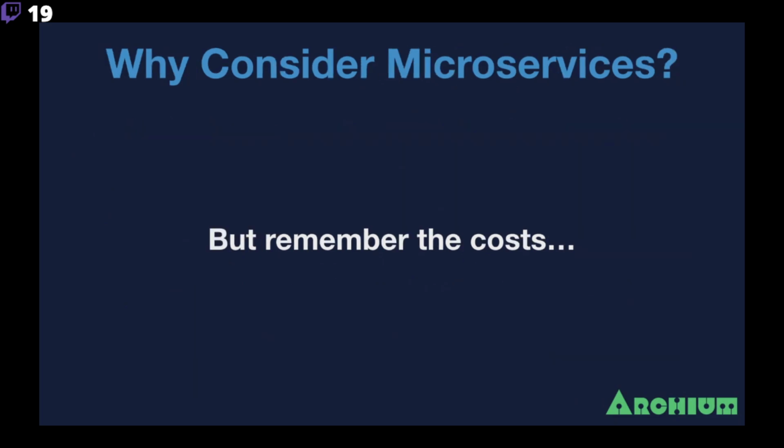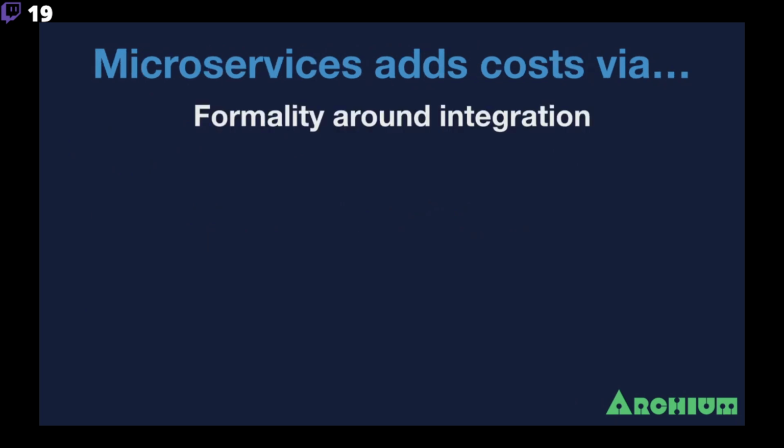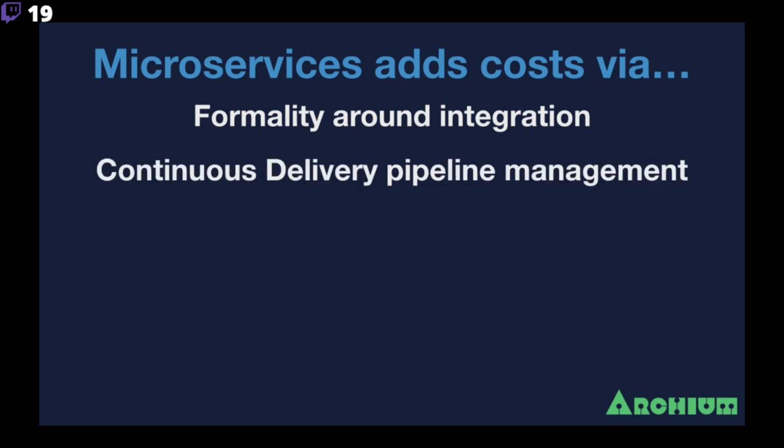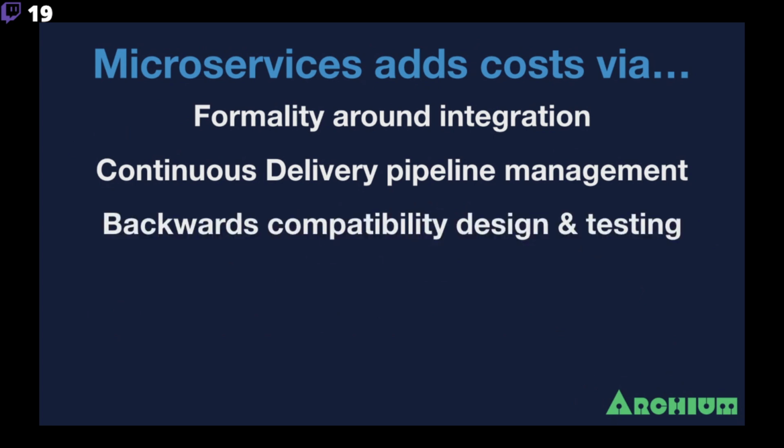So quickly, some of the costs that microservices will add when you go down this road. You're going to end up with a lot more formality around integration. So instead of integration being a method call between two things, you now have some kind of schema or contract between two services, and you'll need to agree that between teams by talking about it, sharing documents, that kind of thing. You're going to have a lot more continuous delivery pipelines if you've got lots more software, so that's going to incur a time cost. You're probably going to want to do some backwards compatibility design and testing. Once you're able to upgrade one piece of software without upgrading the rest, you want to make sure that when you do that, it's not going to break everything.